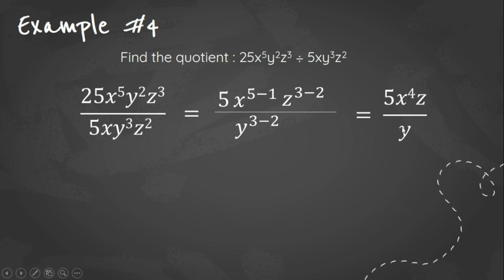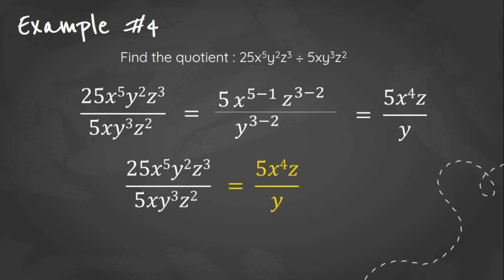Imagine, kung sa taas din natin nilagay si y, isinama natin dito sa taas. Kunyari, isingit natin. Y raised to 2 minus 3. That will give us y raised to negative 1, di ba? Ibababa din natin siya. So, ayun na, y sa baba. So, same thing lang, di ba? Binaba lang natin na sa solution. Okay? So, meaning to say, we have this is equal to 5x raised to 4 z over y.